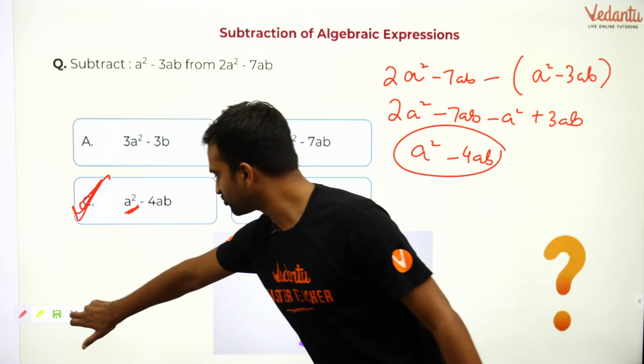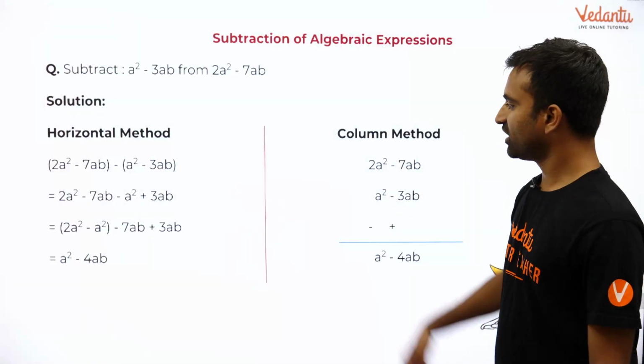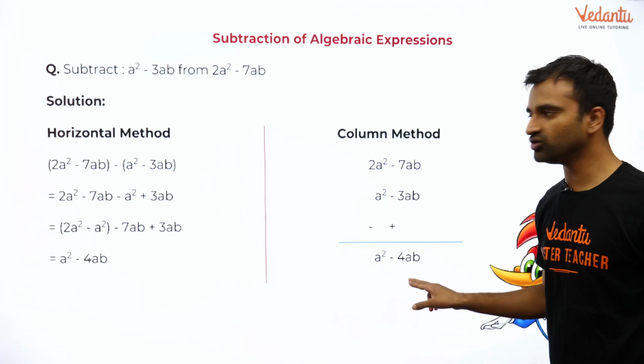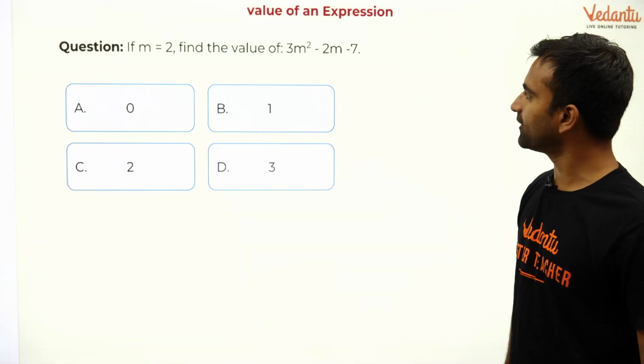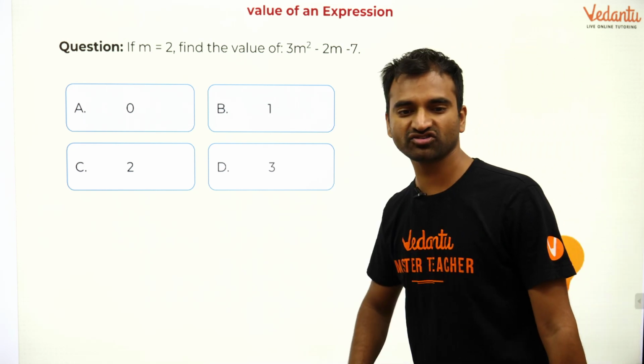Great, awesome, everyone. So let's move on to the next question. This is how you'll solve it. C is the right answer. Very good. Horizontal method, column method, you can use either of them. Next part. Now, value of an expression.